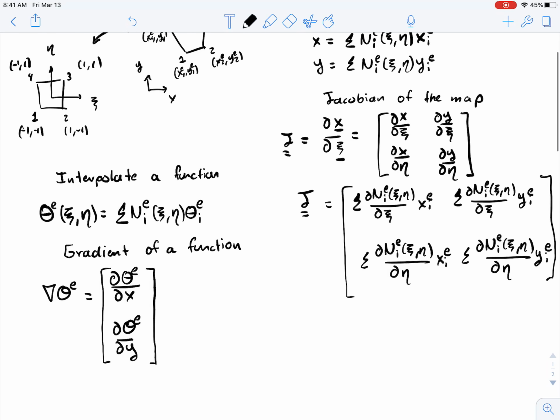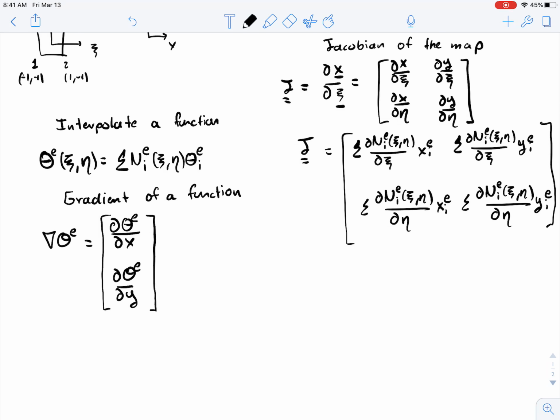Now this is tricky because I have theta e defined in terms of the parent domain coordinates, because I have the shape functions in terms of the parent domain coordinates psi and eta, but I need derivatives with respect to x and y. So what to do? Chain rule.